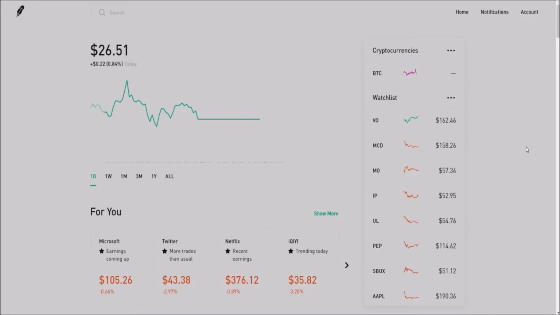Hey everyone, I'm Mark, and today I'm going to be showing you guys my updated Robinhood portfolio. I'm going to go ahead and show you guys the trades that I've been doing and some future plans that I have for the portfolio as a whole.